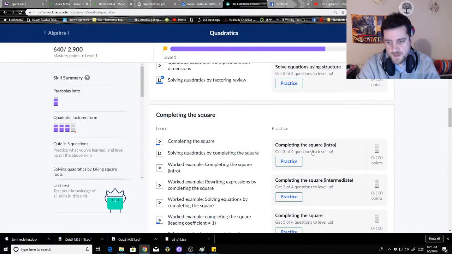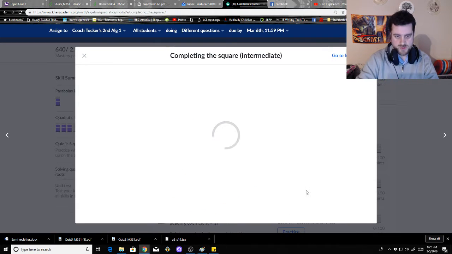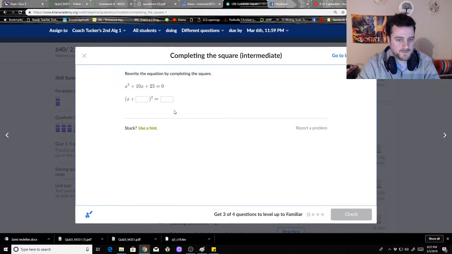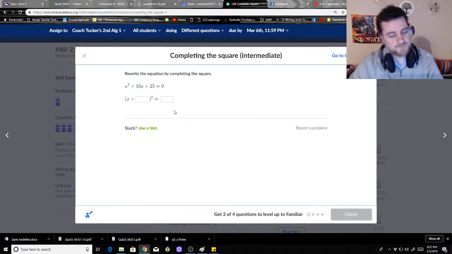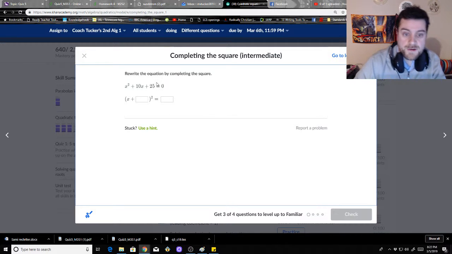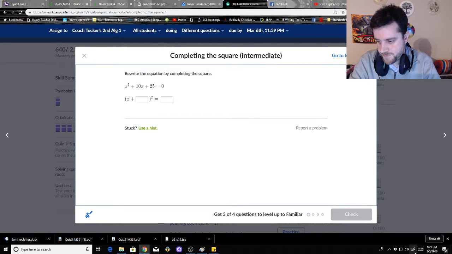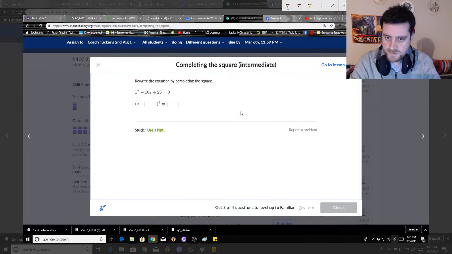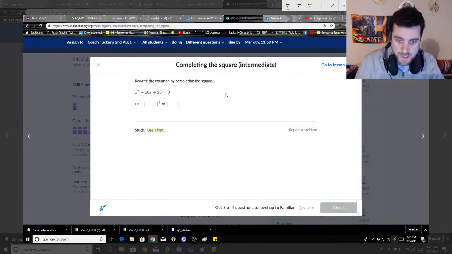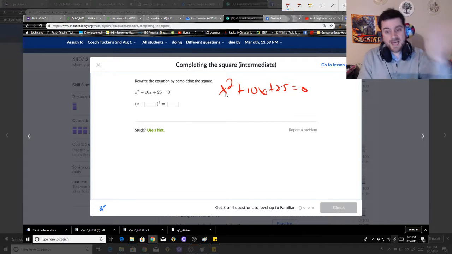So let's move on to intermediate. Now we're actually going to complete the square. Let's write this problem down. We have x squared plus 10x plus 25 equals 0, and we would like to complete the square. So how do we complete the square?